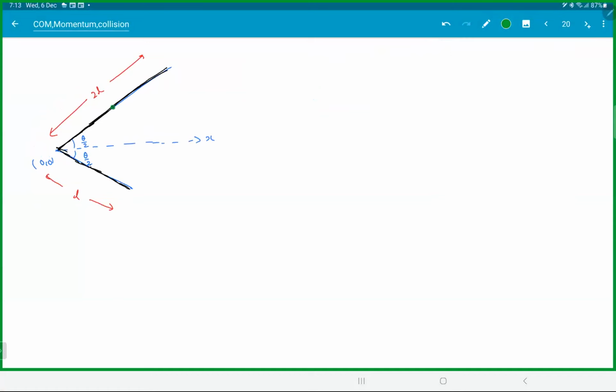So we can treat this as the center of mass. Let's take this as mass 2m. This length will be L, the center. And these coordinates will be L cos theta by 2, L sin theta by 2. The lower one, center of mass, will be here. Let's make this as mass m. This length is L by 2. So this will be L by 2 cos theta by 2, minus L by 2 sin theta by 2.